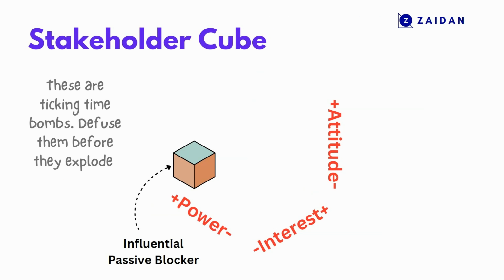High power with low interest and low attitude. These are called influential passive blockers. These stakeholders are like ticking time bombs. Diffuse them before they explode.